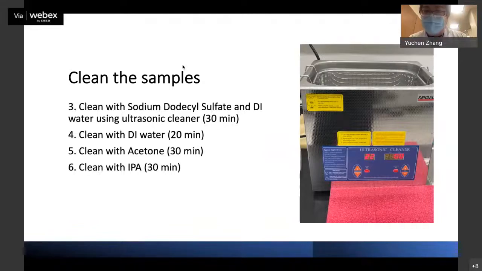That's an optional step, but if we do that, it makes sure the samples are cleaned enough. The third step is we clean with acetone, and finally we clean with IPA. All 4 steps use the ultrasonic cleaner, and we just put them inside and do the 30 minutes cleaning.